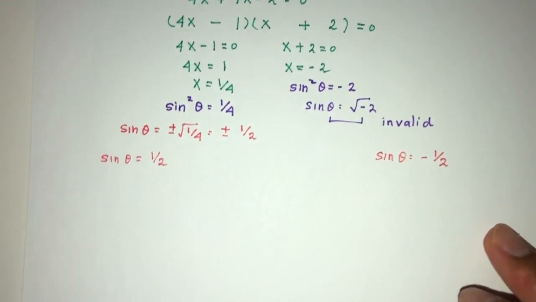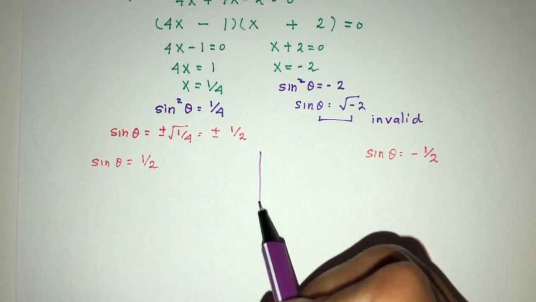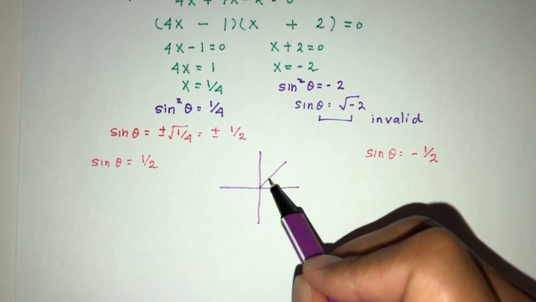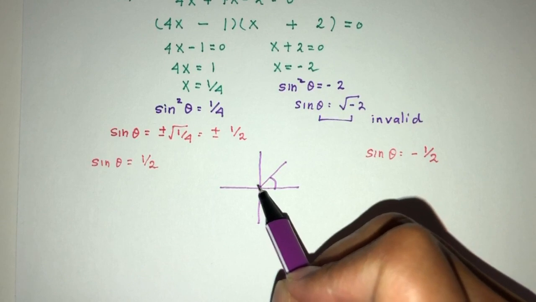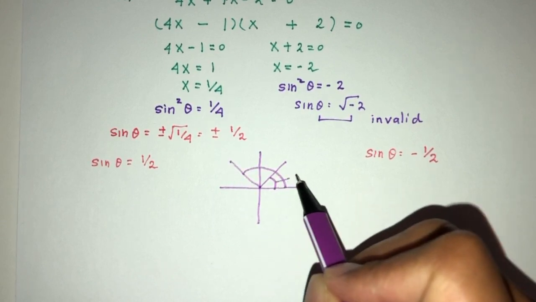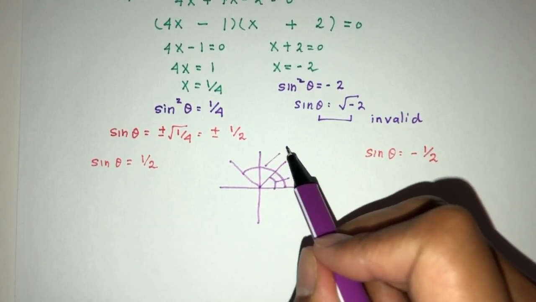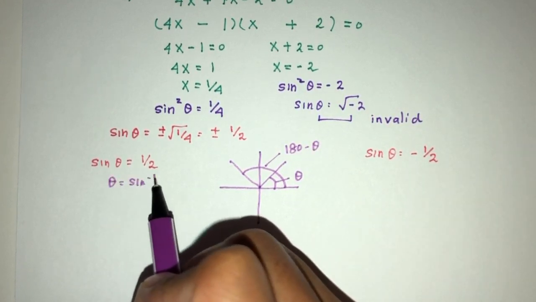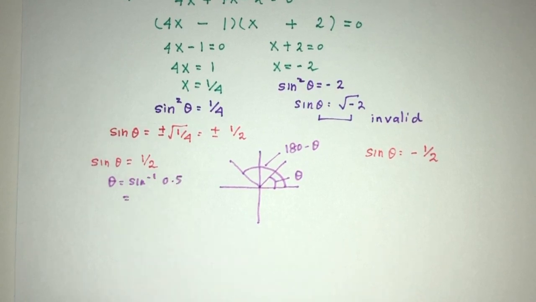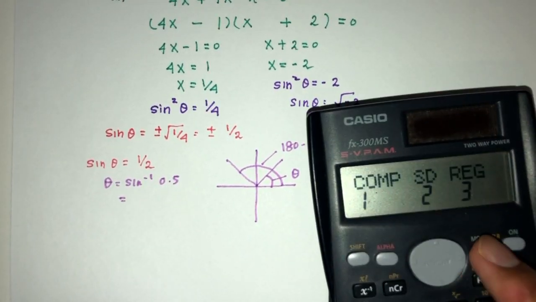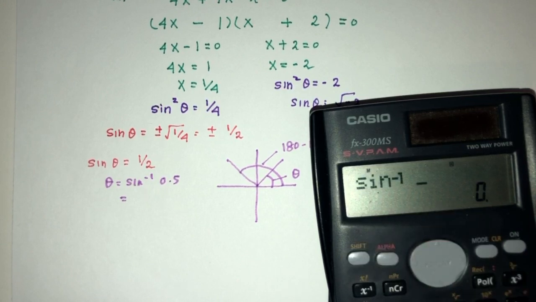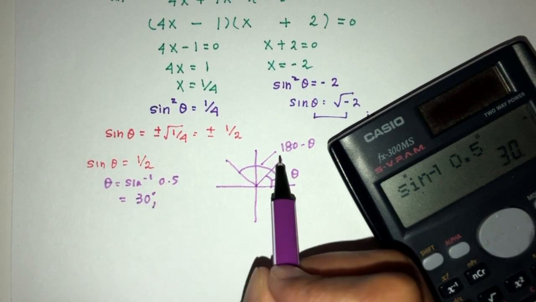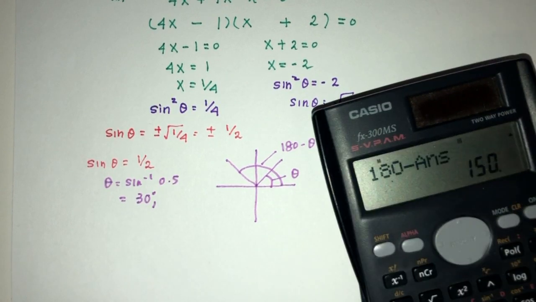Now for the first one here, as we know by using ASTC, if sine is positive, it will be in the first quadrant and also in the second quadrant. So this will be simply the angle directly when it is positive, and this will be 180 minus theta. So theta here will be sine inverse of half. Let's check using our calculator. Here we have to use degrees, and sine inverse of 0.5 will be 30. That is the first angle, but also we have to find this one. 180 minus 30, that should be 150.